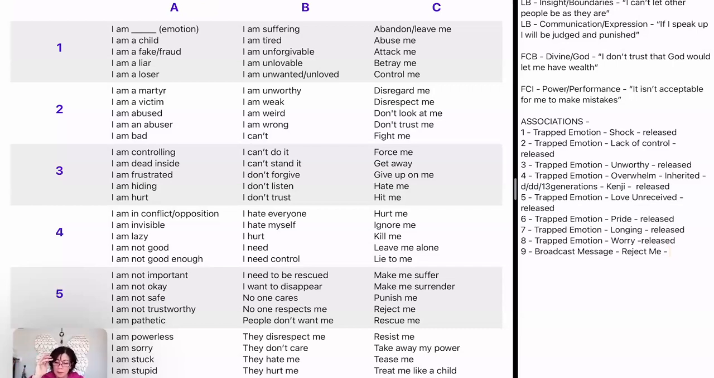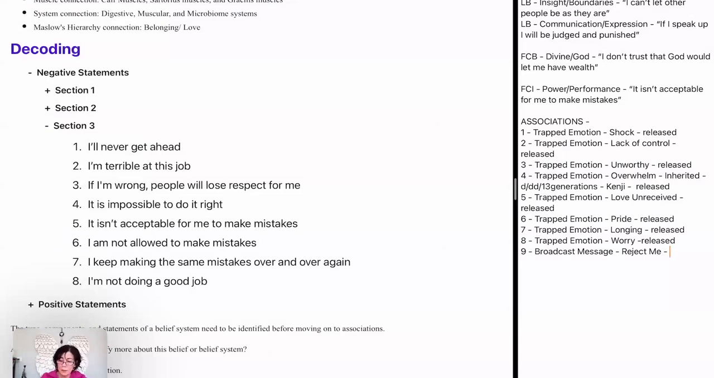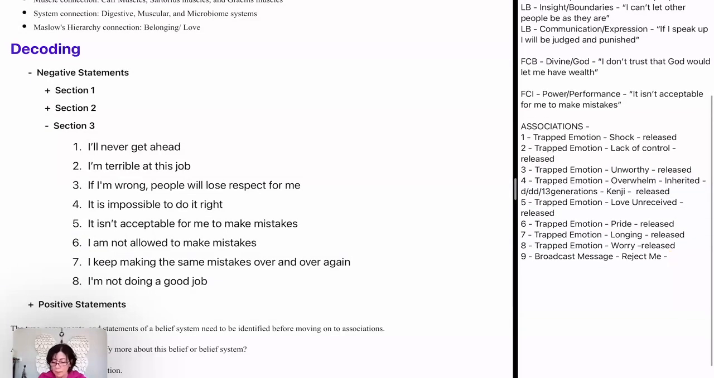Let's see if there's another thing. Is there anything, any other associations we need to find here for this belief system? No. All right, so we got all the associations, right? So that's nice. We can go back to the belief code. Oh, wait. Did I just release reject me? I didn't write it down. Yeah, I think we did. I just tested it.